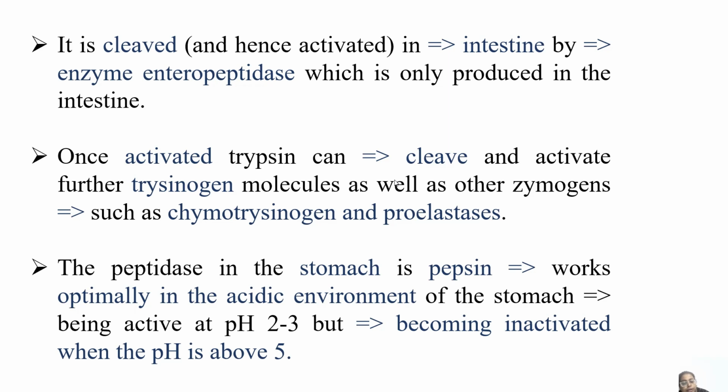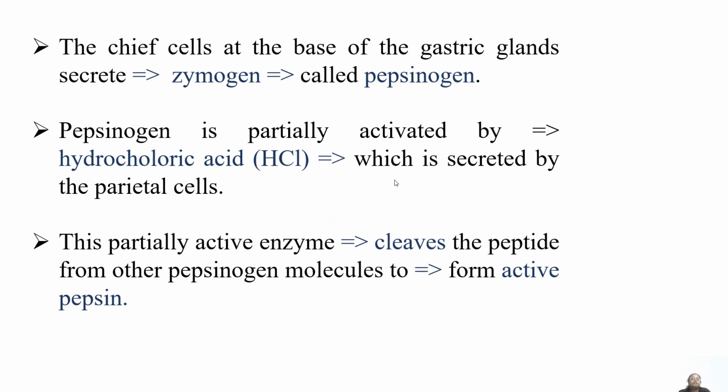The peptidase in the stomach is pepsin, which works optimally in the acidic environment of the stomach. So it is active at pH 2 to 3, but becomes inactivated when the pH is above 5. The chief cells at the base of the gastric glands secrete a zymogen called pepsinogen. Pepsinogen is partially activated by hydrochloric acid, which is secreted by the parietal cells. And this partially active enzyme cleaves the peptide from other pepsinogen molecules to form active pepsin.